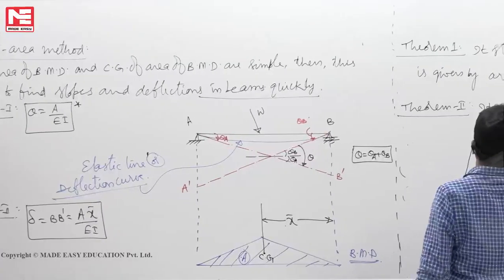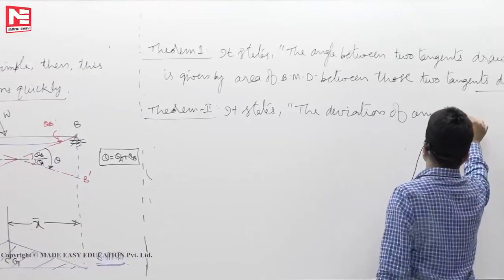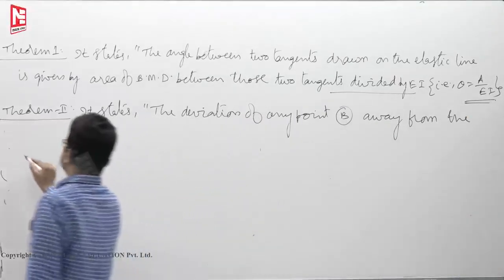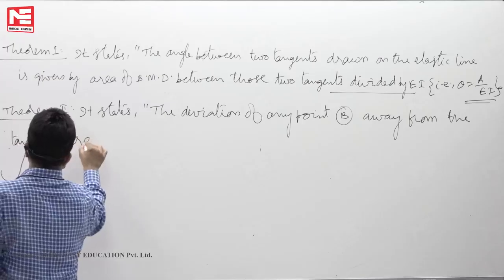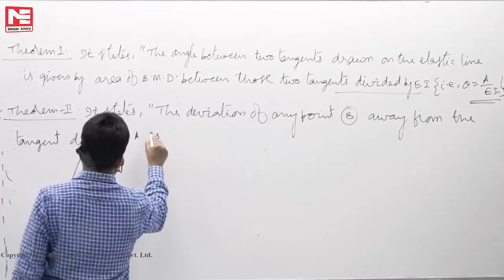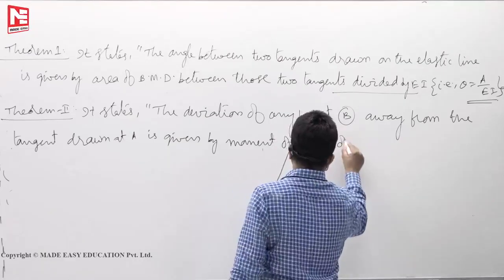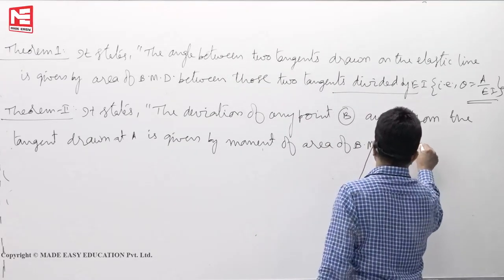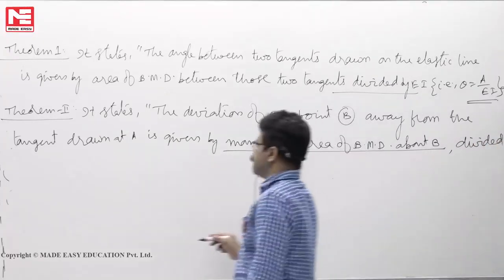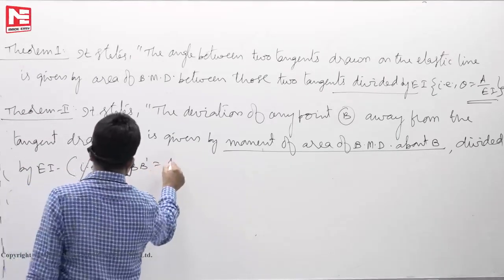it states the deviation of any point B away from the tangent drawn at A is given by moment of area of BMD about B divided by EI, that is delta is equal to BB dash is equal to A X bar by EI.